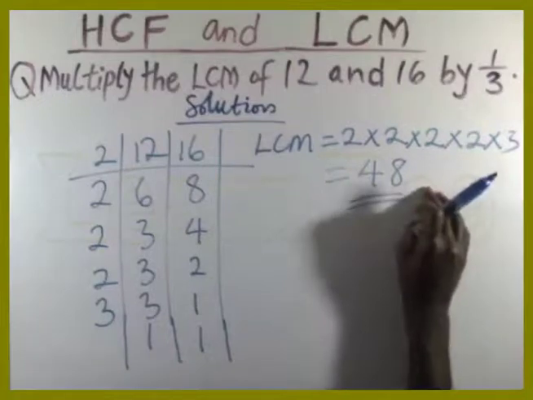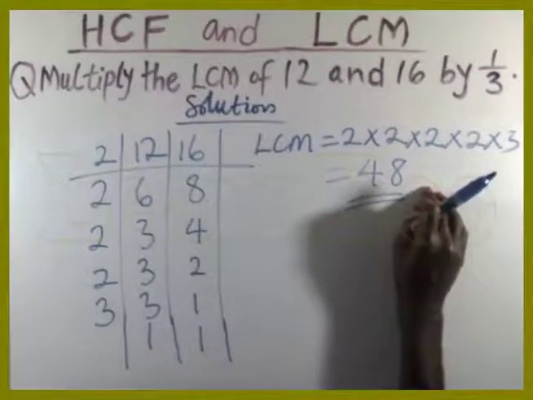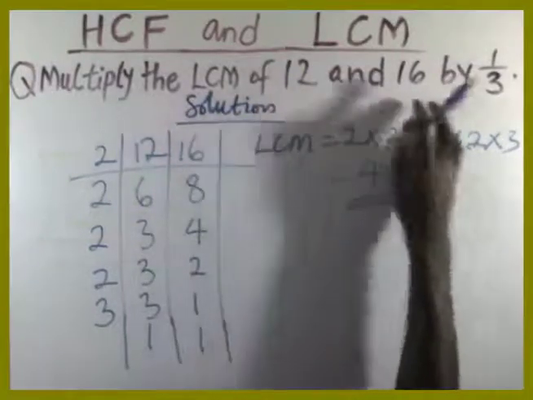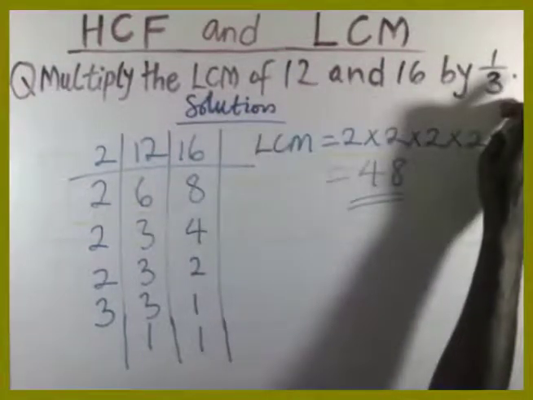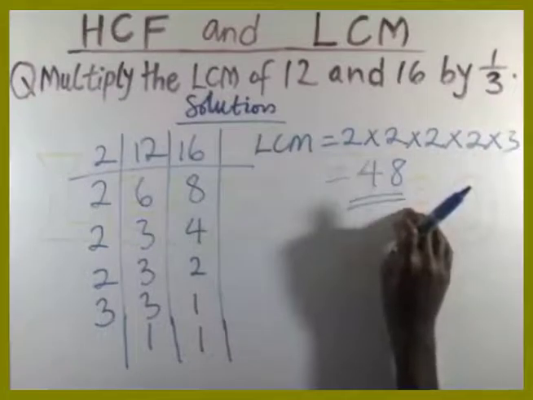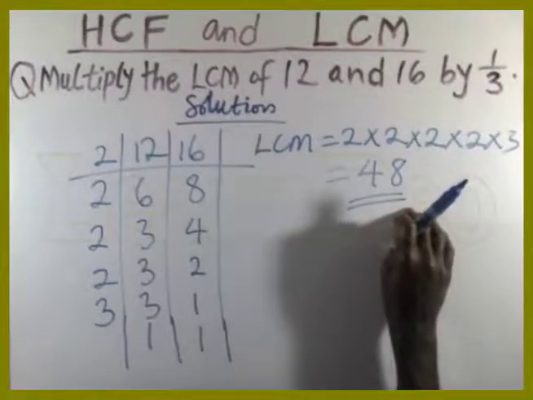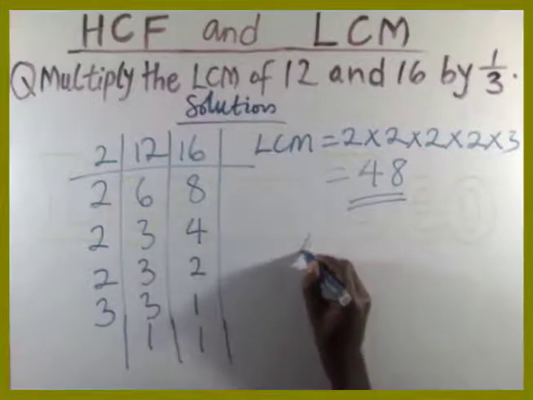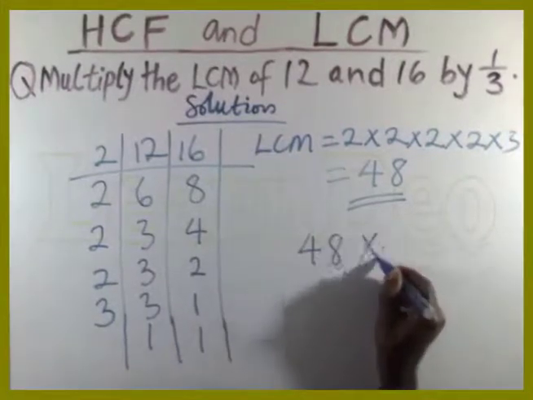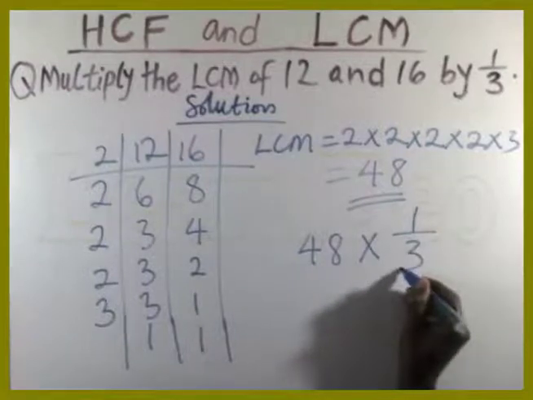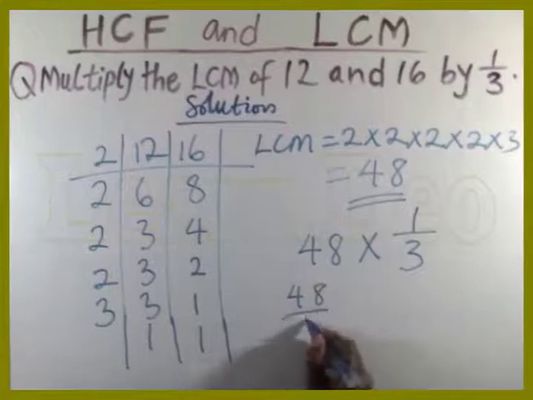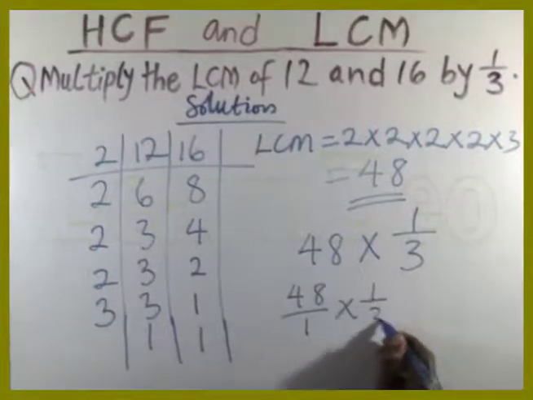But this is not what we were asked to find. The question is that we should multiply the LCM of 12 and 16 by 1/3. Since we now have the LCM of 12 and 16, we now go further to multiply it by 1/3. That will be 48 times 1/3, which is 1 over 3. This is the same as 48 over 1 times 1 over 3.